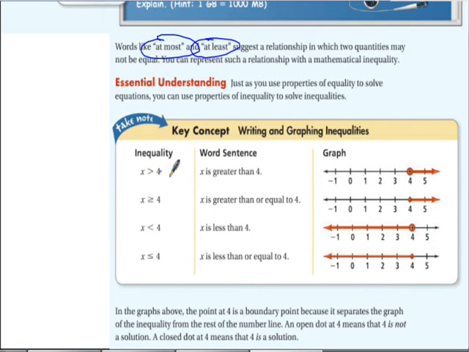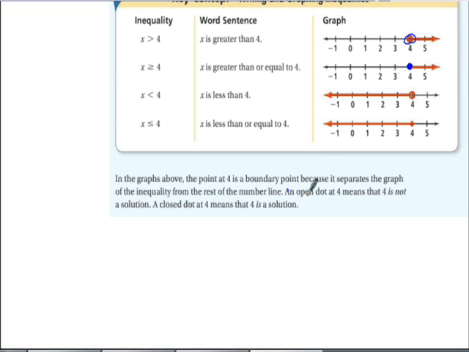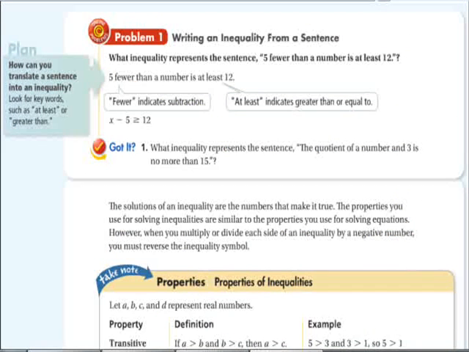If it's x is greater than 4, there it is as a word sentence, and on the graph, for greater than, that's where we have the hollowed out version of the dot on the number. X is greater than or equal to, that's where we're going to fill that in. That's the big difference there. And then same thing for less than or equal to, okay? 4 is the boundary point. It separates the graph of the inequality from the rest of the number line. And then it talks about open dot and closed dot, which we talked about already.